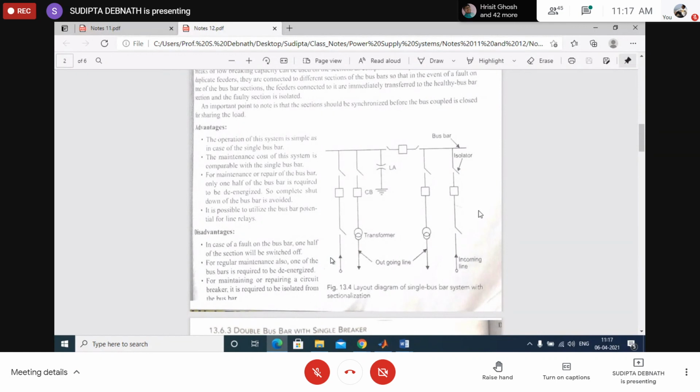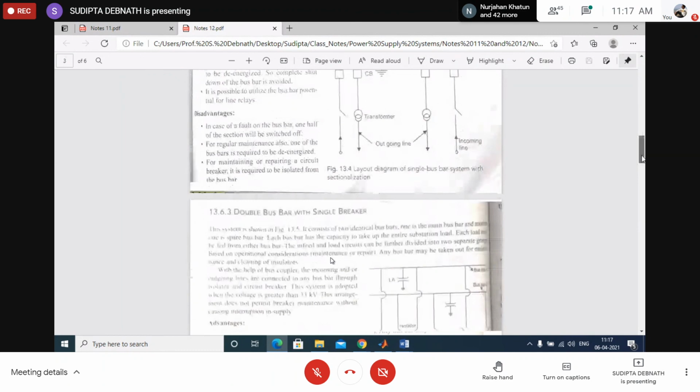So it is possible with the help of sectionalization. Not only 2 sections, more than 2 sections can be there. So with the help of sectionalization, this arrangement can be done. This is bus bar with sectionalization. The advantages and disadvantages are given. Of course, you can understand the advantage. The disadvantage is that one extra circuit breaker is required. Then it is also a single bus bar arrangement.